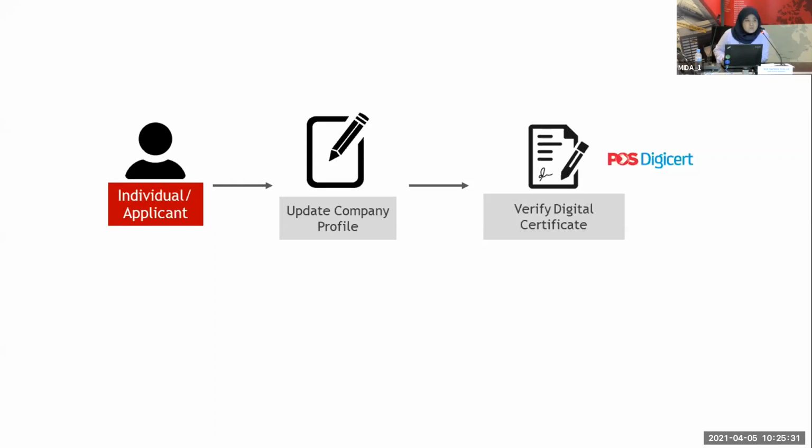It's just that we did not migrate your authorized person profile from JPC Online. So what you have to do is go to the company profile and add the list of authorized persons. Then there's a process for you to verify your digital certificate. As I said, if your digital certificate is valid and active, it will not be a problem for you to verify the digital certificate.